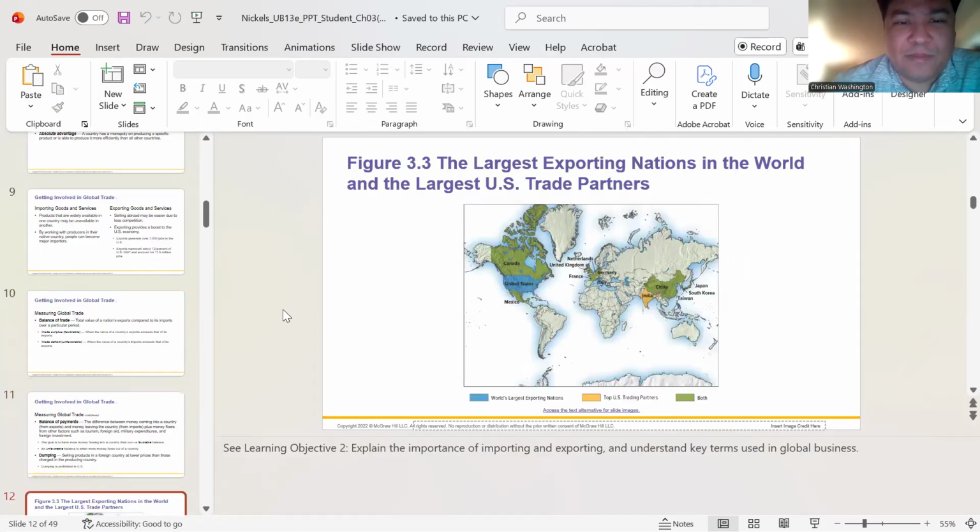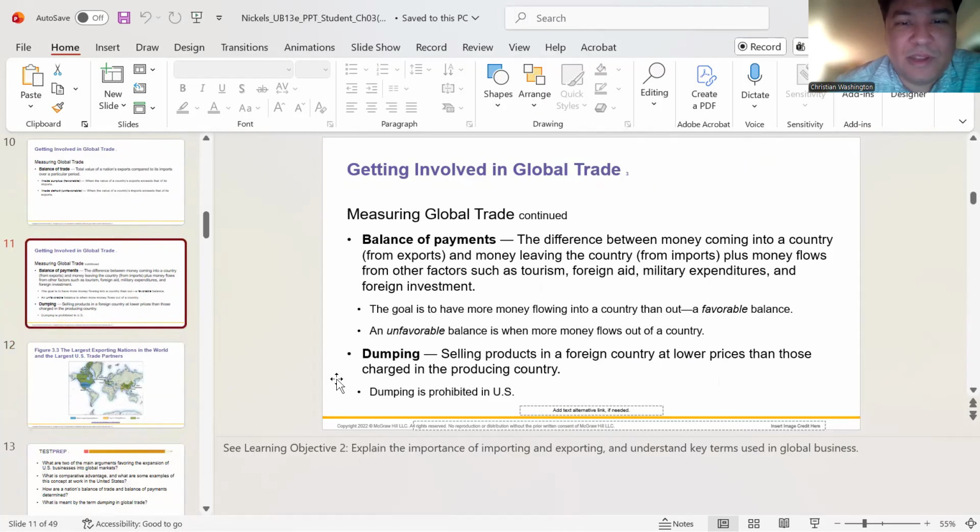So, dumping. Dumping is something we should talk about, right? It is where you sell products in a foreign country at a lower price than those charged in the producing country. So I use the bananas as an example, right? Dumping is prohibited in the United States, right? That's what it says. So the bananas are a perfect example of dumping, right?